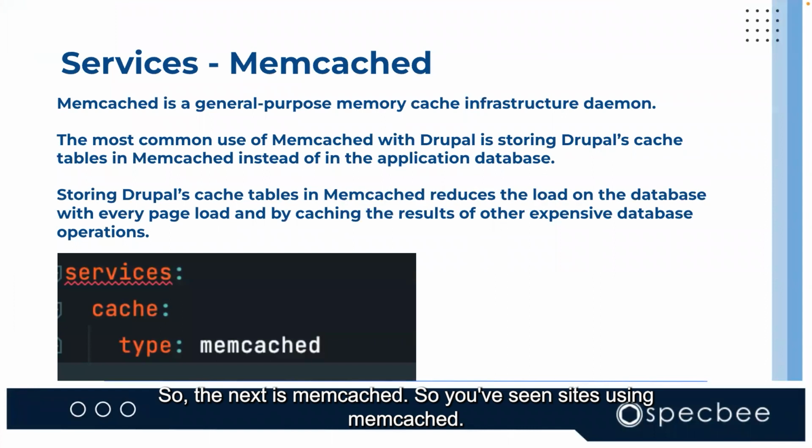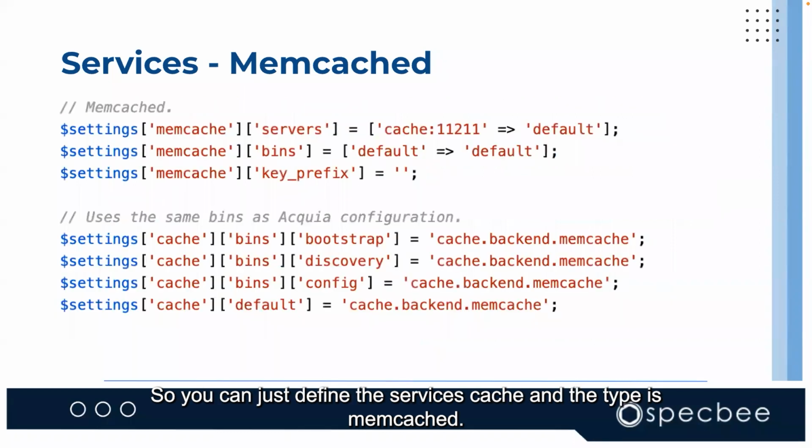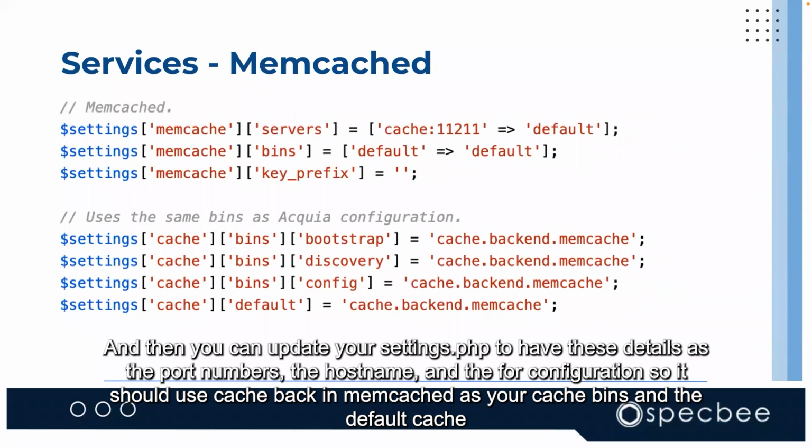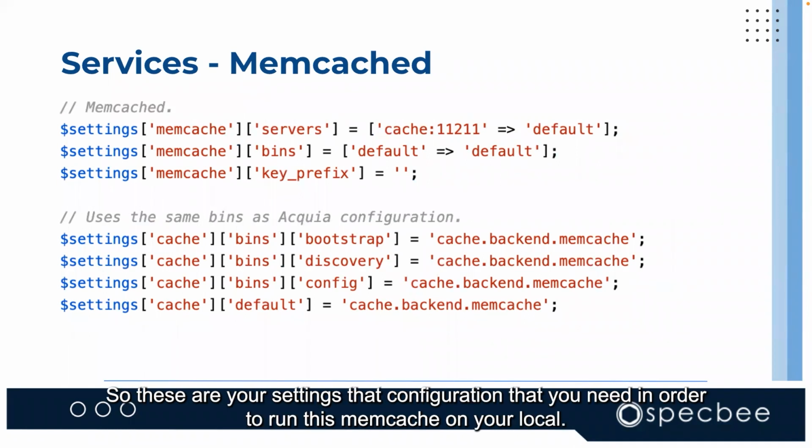So the next is Memcached. So we have seen sites using Memcached. So you can just define the services cache and the type is Memcached. And then you can update your settings.php to have these details, such as the port numbers, the host name, and the default configuration. So it should use the cache backend Memcached for your cache bins and the default cache bin. So these are your settings.php configuration that you need in order to run this Memcached on your local.